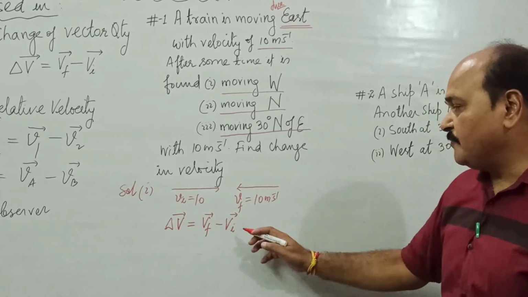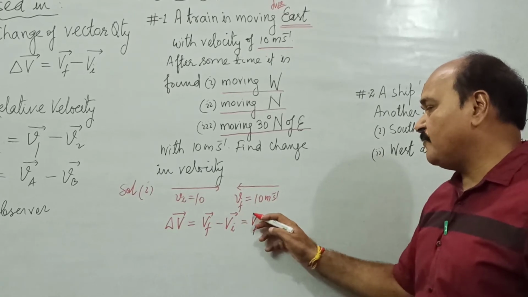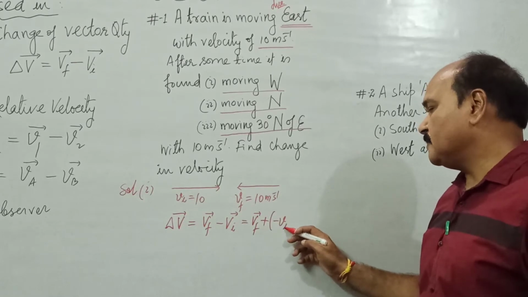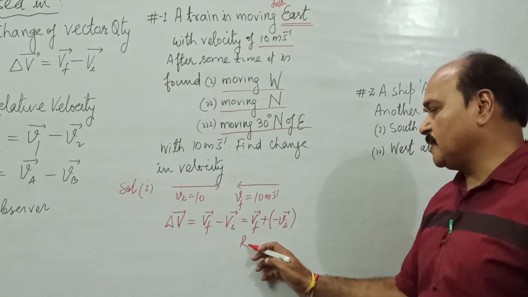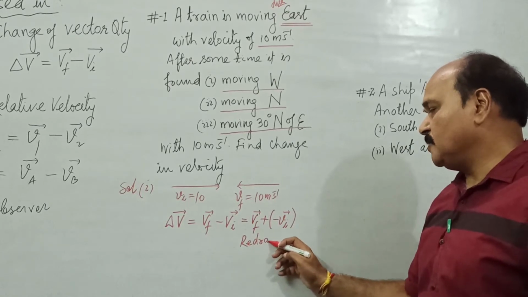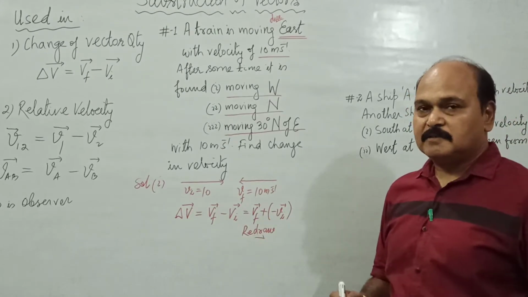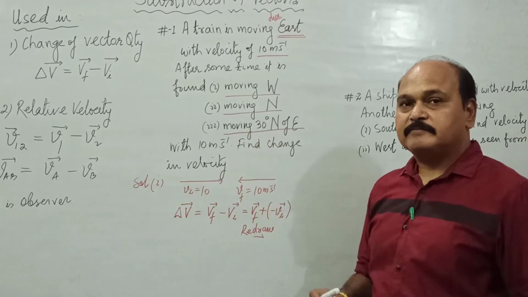See, we are subtracting VI from VF. That means we can write it as VF plus minus times VI vector. Now let us redraw these vectors. This was what was discussed in the technique. Let us redraw these vectors, and once we redraw the vectors, we apply vector sum.